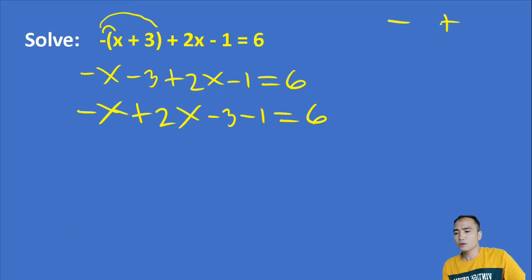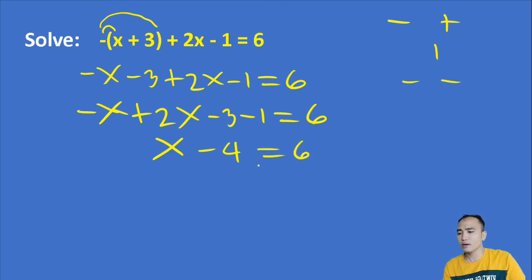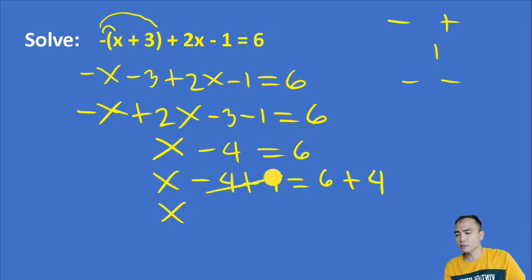Negative x plus 2x. So negative, positive. In this case, we are going to go to subtraction and begin with a bigger number. So 2 minus 1. There's 1 here on the side of x. So 2 minus 1 is 1. Then the sign of the bigger number is positive. So 1 or just x. Then negative 3 minus 1, negative, negative, go to addition. So 3 plus 1 is 4, and then copy the negative sign. So negative 4 equals 6. Okay, so we want to eliminate negative 4 on this side. Therefore, we need to add 4 on both sides. So 6 plus 4. Okay, x plus 0 equals 6 plus 4 is 10. Therefore, the value of x is 10.